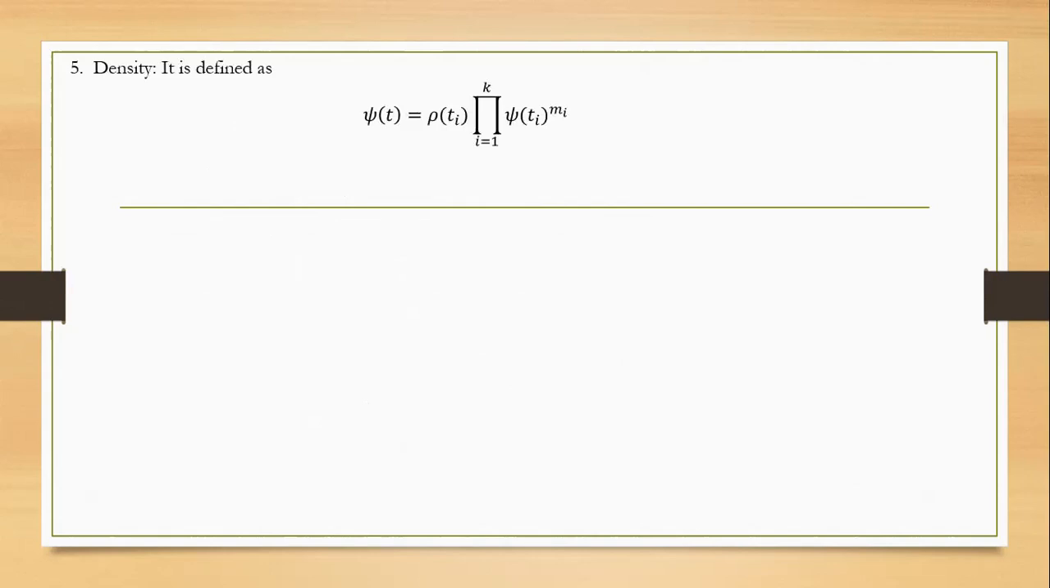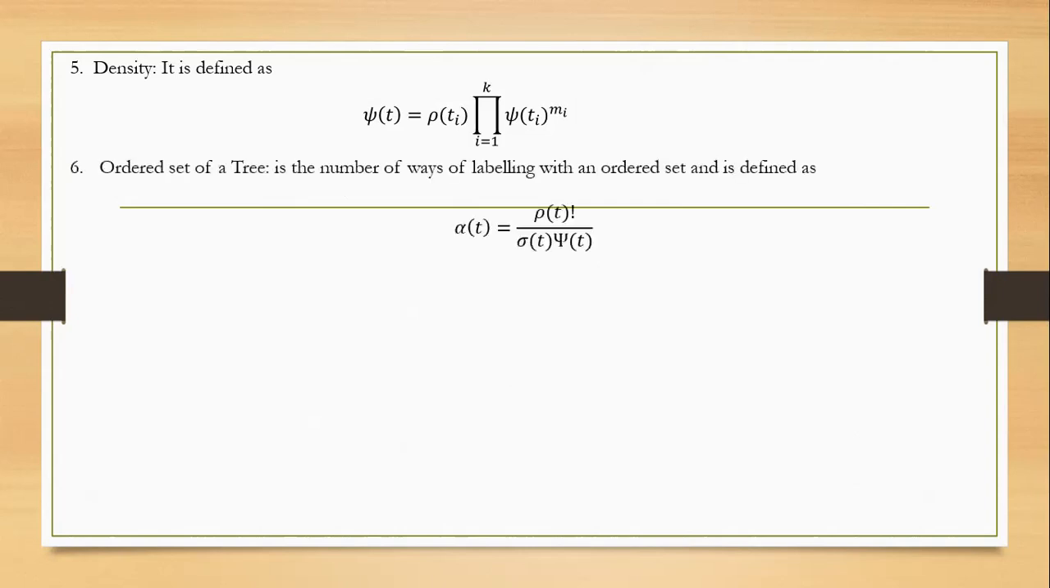Density. Density is defined as this. We have epsilon equals the order of the tree, times the multiplicity of the density raised to power mi. That is just the definition for density. We also look at what is called the ordered set of a tree.